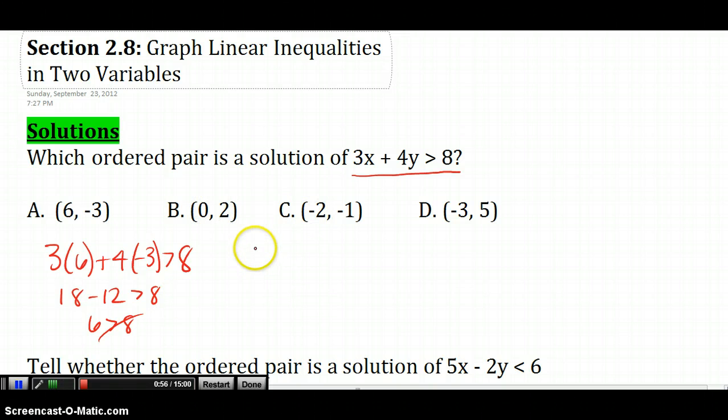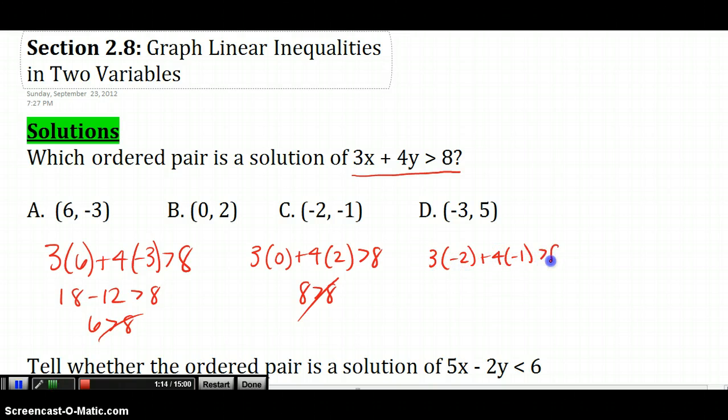So you try 0, 2. Plug in 0 for x, 2 for y, and I get 8 is greater than 8. 8 is not greater than 8, that's not true, so that's not a solution. Check negative 2, negative 1. And negative 10 is not greater than 8, so that's not a solution.